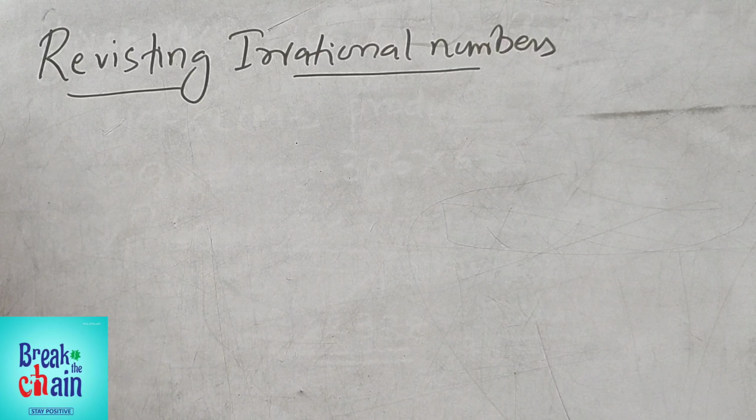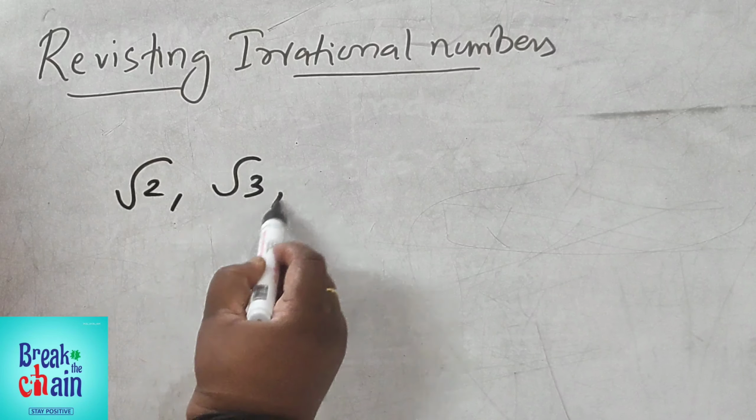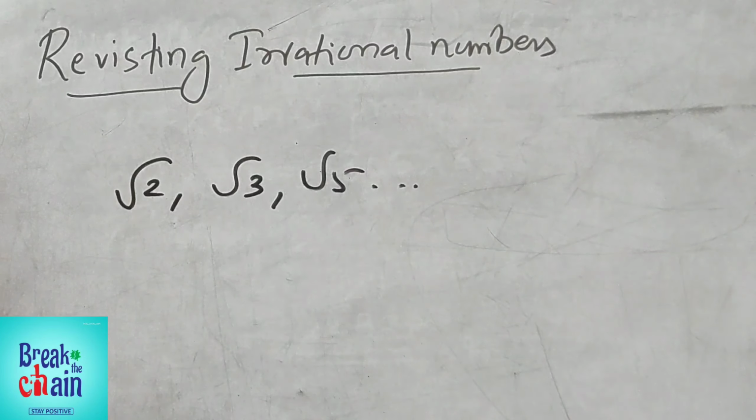Those numbers which are not rational are known as irrational numbers. That is, those numbers which cannot be written in the form p by q, where p and q are integers and q not equal to 0, are known as irrational numbers. Can we say some examples of irrational numbers? Examples: root 2, root 3, root 5, etc.